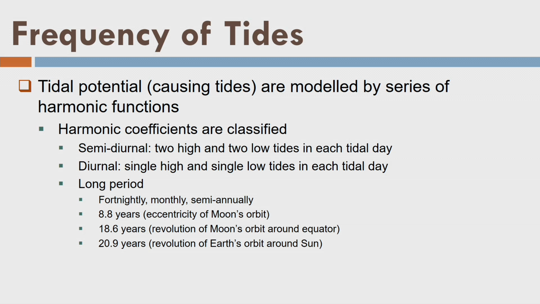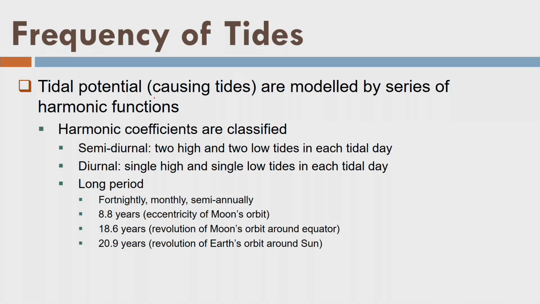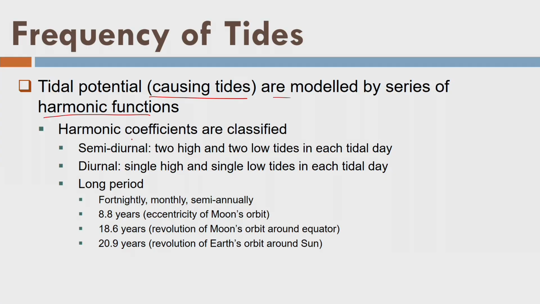Okay, now what is the frequency of the tides? Tidal potentials which are causing the tides are modeled by a series of harmonic functions, because they are basically varying in sinusoidal form, or we can say some kind of periodic functions, the tidal forces, and they are creating the tides like that. Now we divide the harmonic coefficients into three categories. One is semi-diurnal, that means 2 high and 2 low tides in each tidal day. Then diurnal, that is daily, a single high and single low tide in each tidal day.